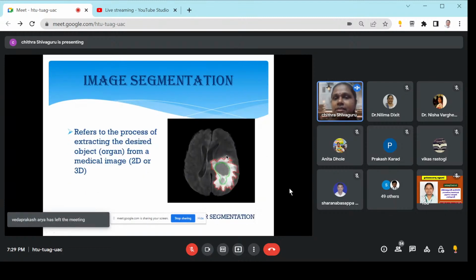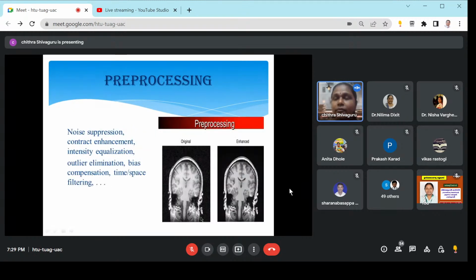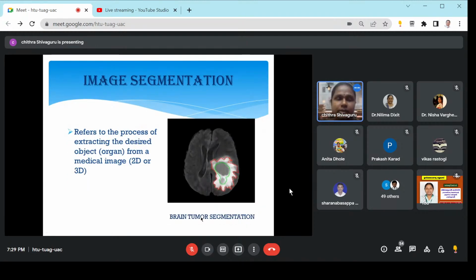Yeah. So the next step, any guess? The next step is image segmentation. Here we have got a clear image as a result of pre-processing. Now what is the thing? If the patient is identified as having a brain tumor, that particular part should be segmented from the X-ray images captured by the X-ray imaging. That is the thing.